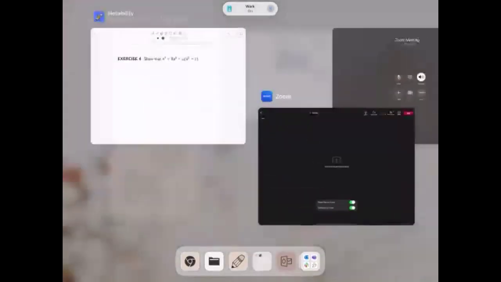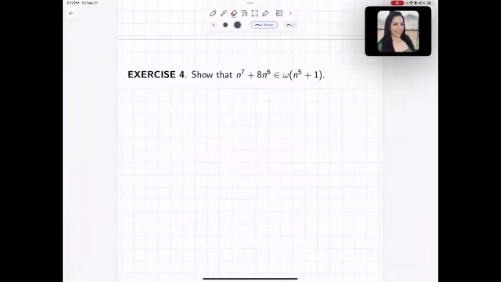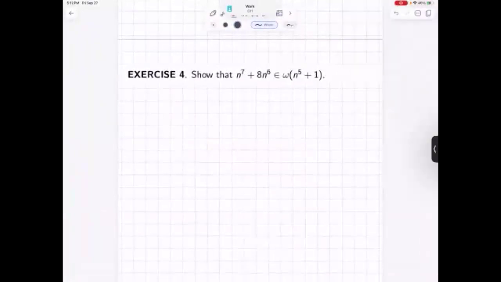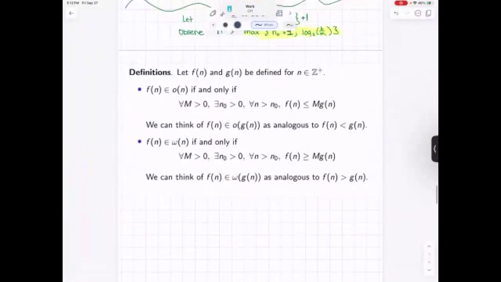Hello and welcome back. We're taking another look at some of these asymptotic notation proofs. And now we're going to start to explore little o and little omega. So first, let's just take a look here at little o.